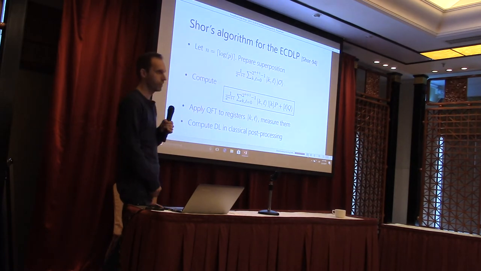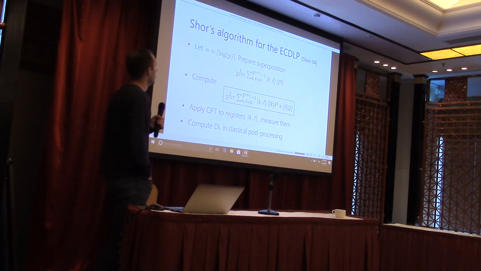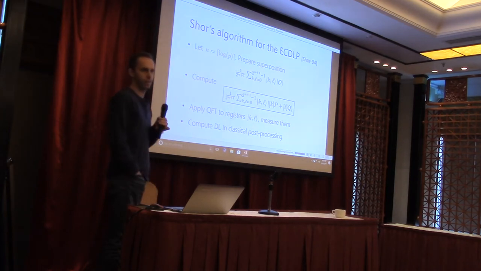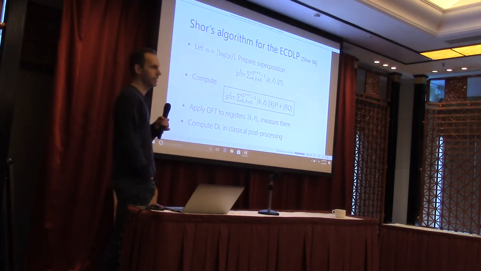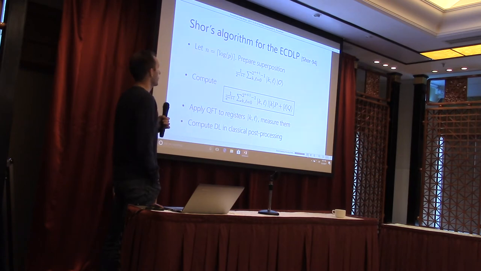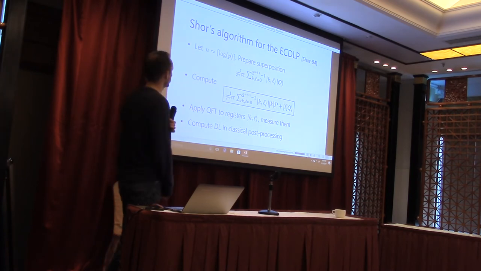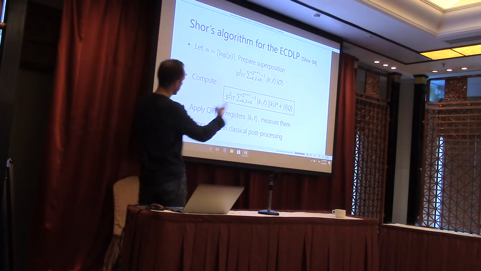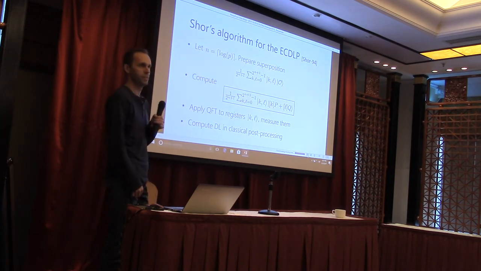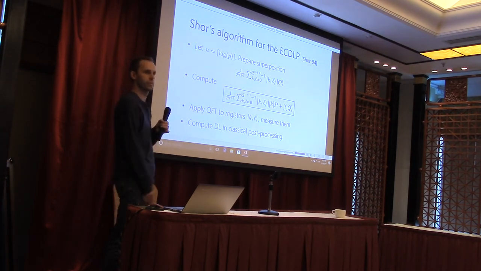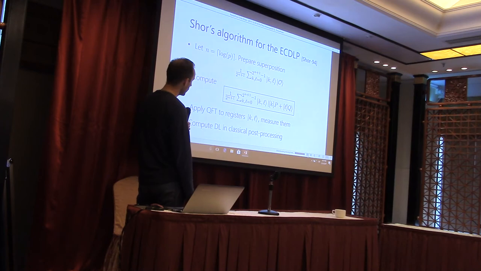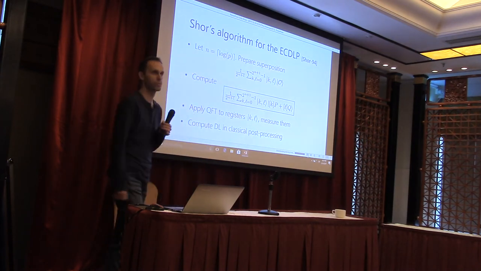Right, so here's a very rough description of Shor's algorithm, with its specific quantum elements. If n is the bit size of the prime, then the first step in this algorithm is to produce a superposition over two n plus one bit registers. We chose n plus one here because if the prime is n bits, then you can get all the scalars with n plus one bits. So the first step is doing this superposition.